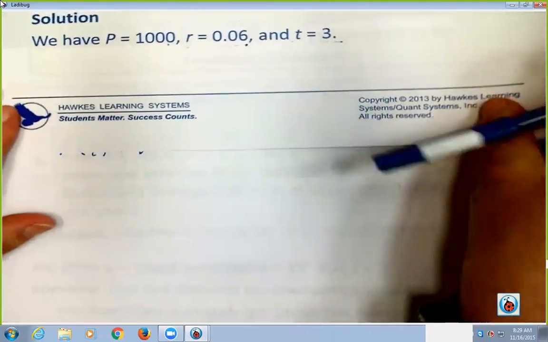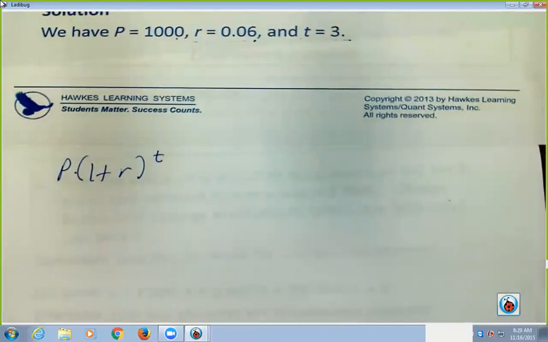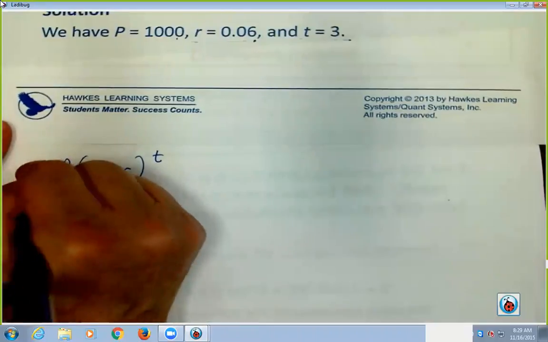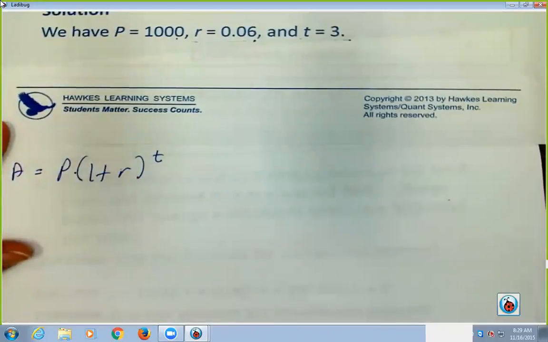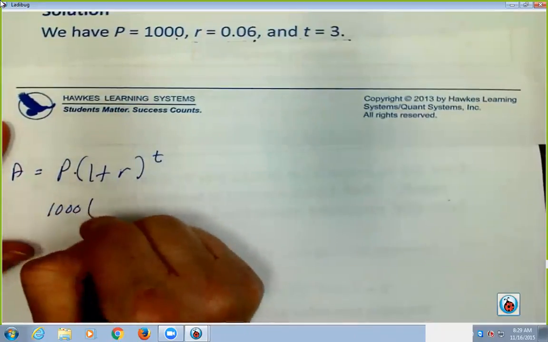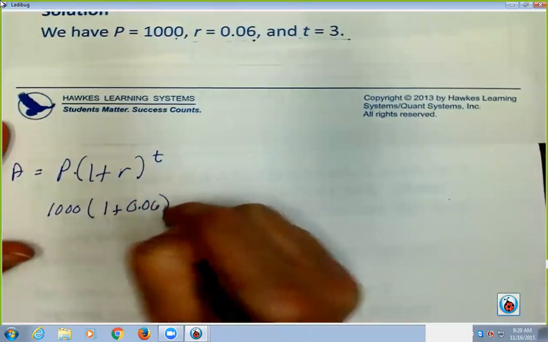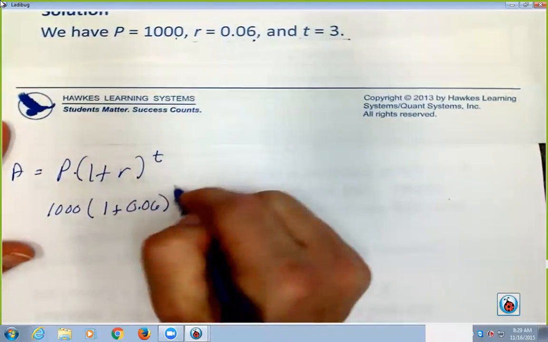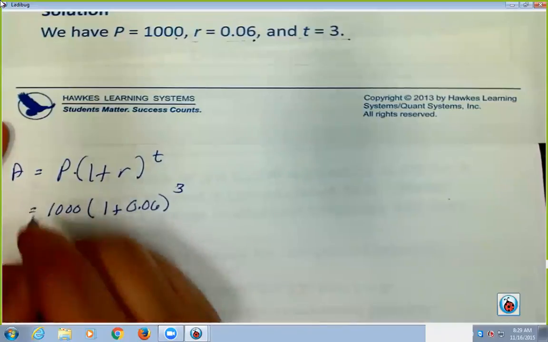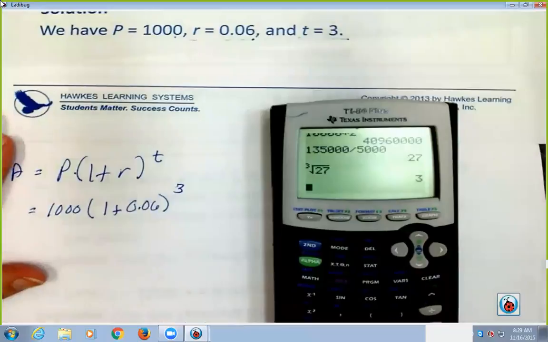And now we can look at our pieces that we have. So if we plug our stuff in, and basically this whole section is doing nothing more than plugging in pieces. So I'm going to put 1,000 in my principal, 1 plus my rate, which is 0.06, raised to my time, which is 3, and solve it. So what would it end up working out to be?